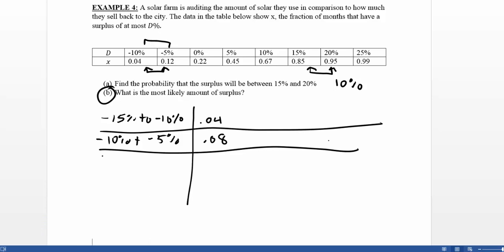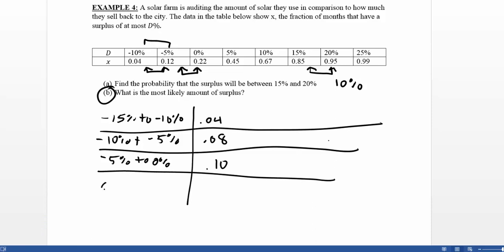The next interval is negative 5% to 0%. So again, I need to look at the difference between these two numbers since they're accumulating, so I can figure out exactly what happened just between negative 5 and 0. So if I subtract 0.22 minus 0.12, I get 10%. And I'm going to continue doing this down my table.